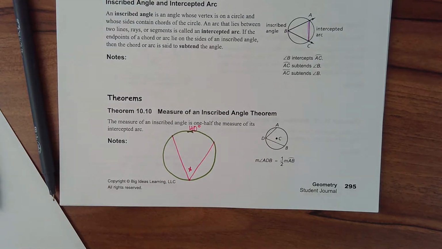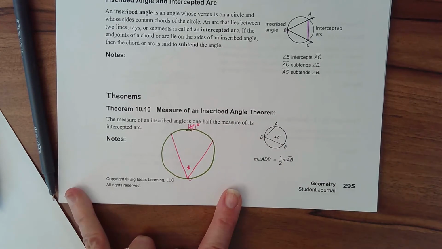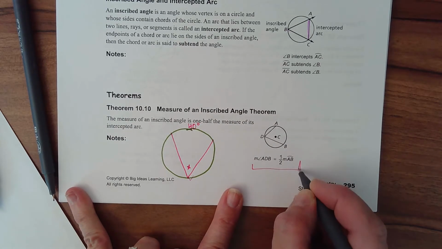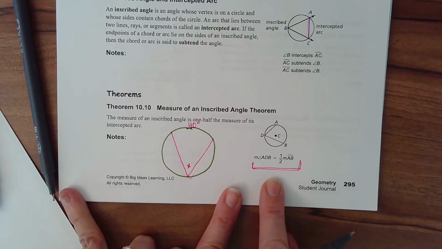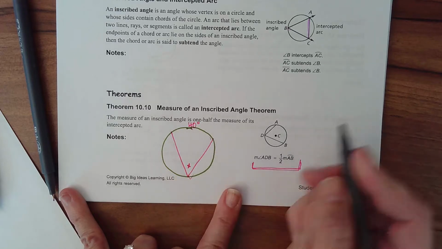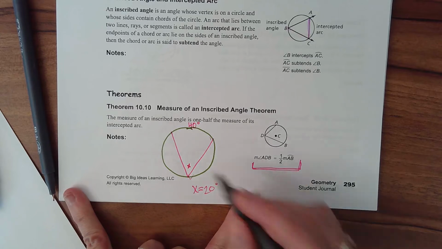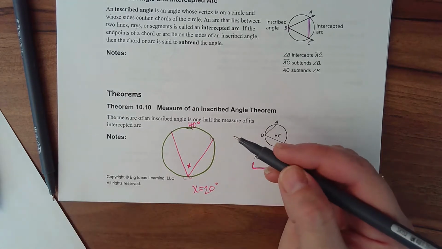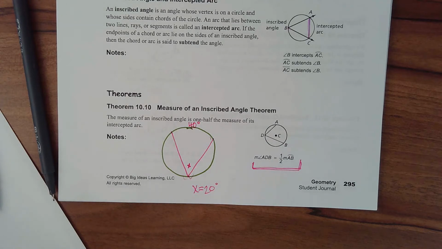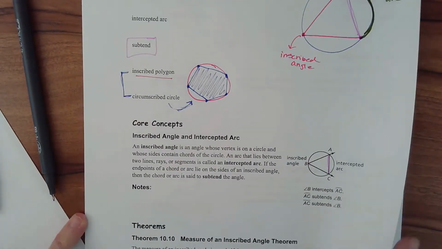There's a relationship between an intercepted arc and its inscribed angle. This inscribed angle is half the measure of its intercepted arc. And that's what this is saying here. So this inscribed angle is half of this arc, which means X is going to equal 20 degrees. So an inscribed angle is half of its intercepted arc. That's a rather important definition or theorem that you're going to want to make sure you know. Inscribed angle is half the intercepted arc.